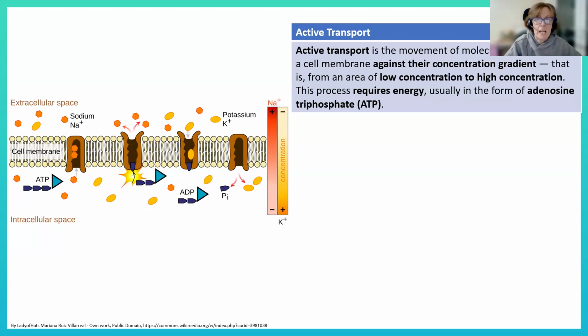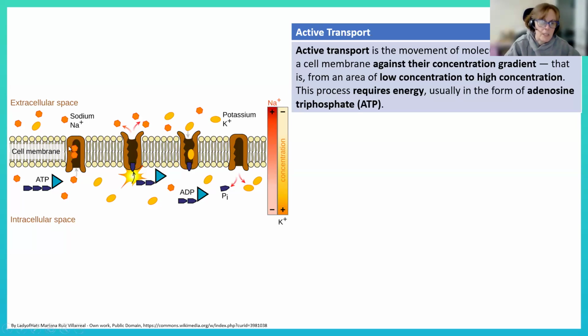So this process requires energy, usually in the form of something called ATP. And that's a chemical which gives energy in the cell. Sometimes people talk about it as the energy currency of the cell, but it's just basically a molecule that we can change slightly to release energy in our cells.